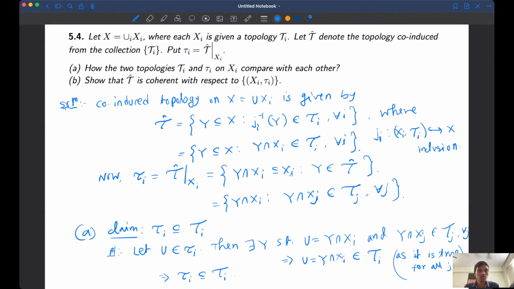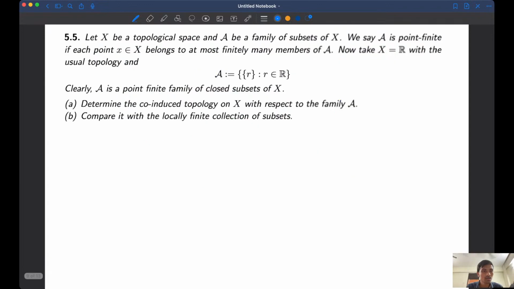Okay, so next go to this one. It is almost like an assignment question, if you can follow this one. Suppose you have X as a topological space and A is any family of subsets of X, and A is called point finite. Krishna was asking about locally finite and point finite. These are two different notions, so don't confuse them. Point finite means for any point, that point lies in finitely many members of the collection.